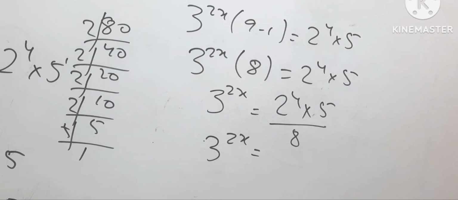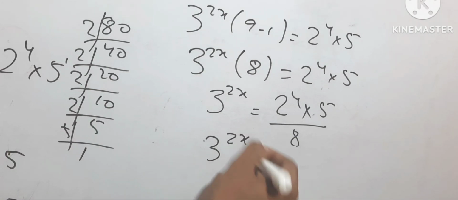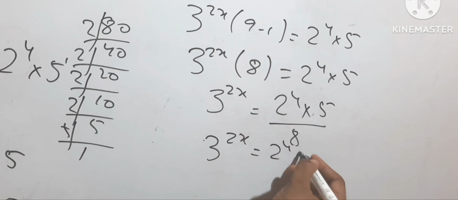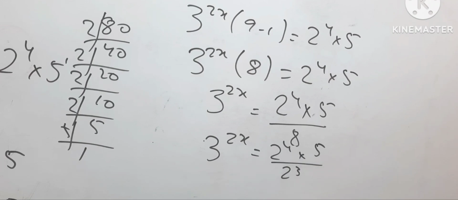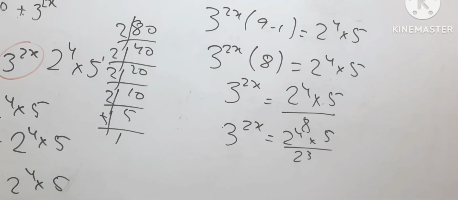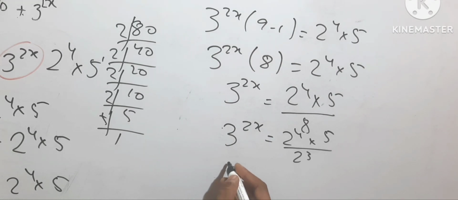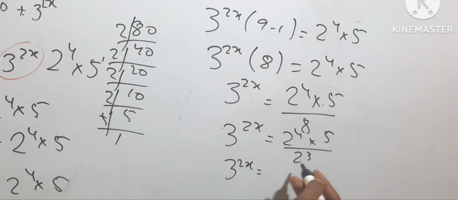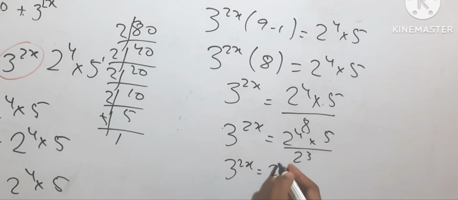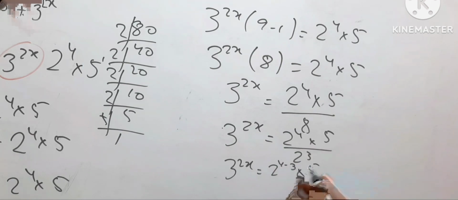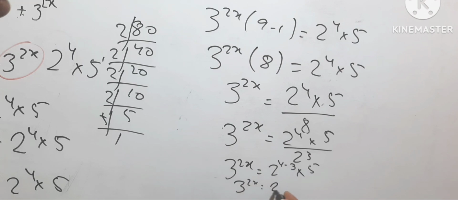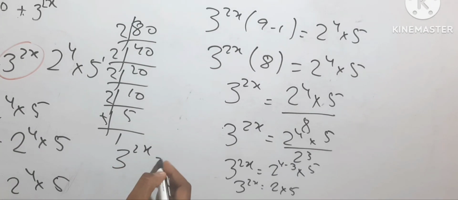Now solve this one. How to solve? 2 to the power 4. 8 means what? Again prime factorization, so it will be 2 to the power 3. Solve this one. How much are you going to get? After that, 3 to the power 2x equal to, now solve. So 2 to the power 4 minus 3 into 5. So 3 to the power 2x is equal to 2 and 5. How much are you going to get? We are going to get 3 to the power 2x is equal to 10.